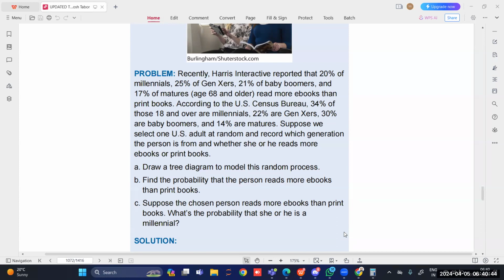Okay, so recently Harris Interactive reported that 20% of the millennials, 25% of Gen Zers, 21% of baby boomers, and 17% of matures read more ebooks than print books. So, what is the main general discussion between?